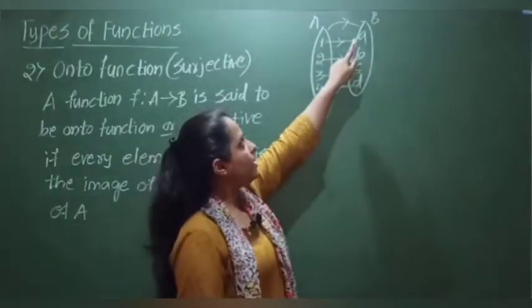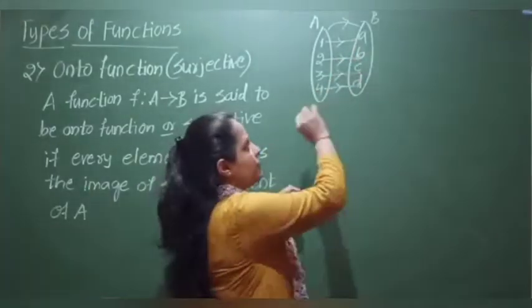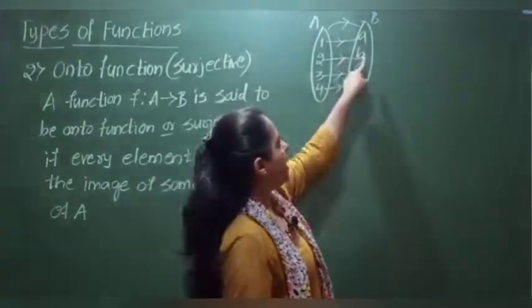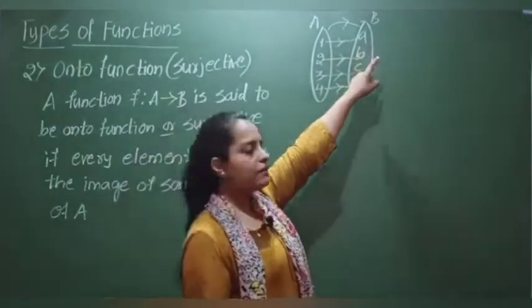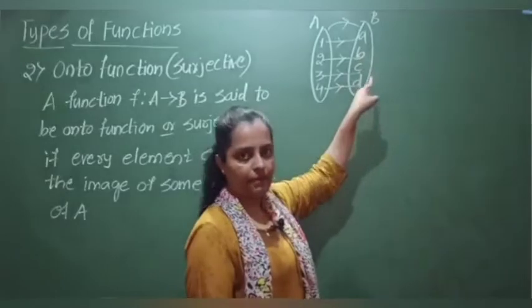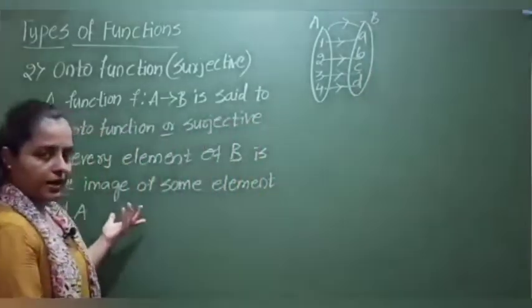So what is the range of this function? The range of this function is a, b, c, d, right? So what is the codomain of this function? The codomain of this function is also the set having elements a, b, c, d.